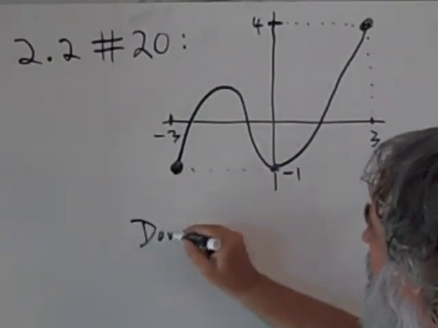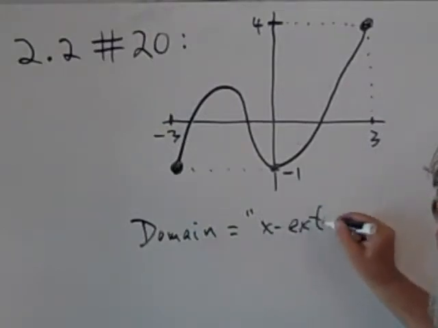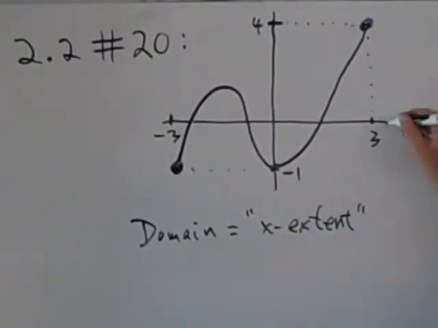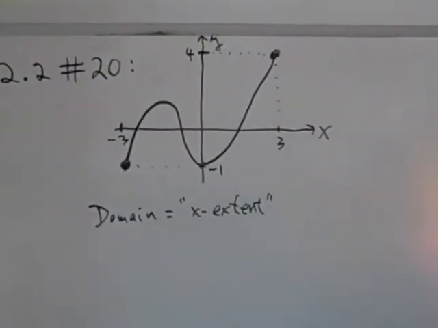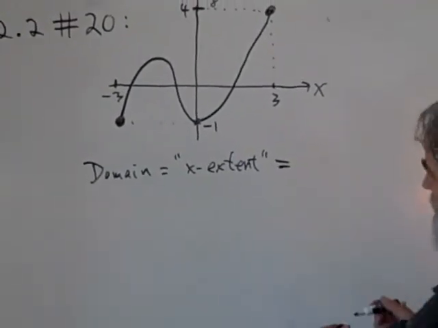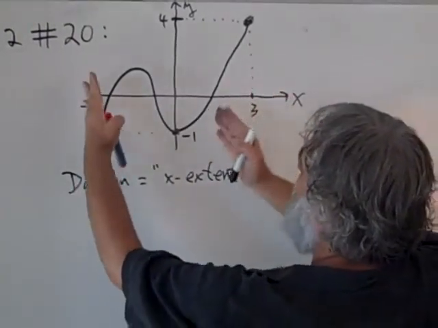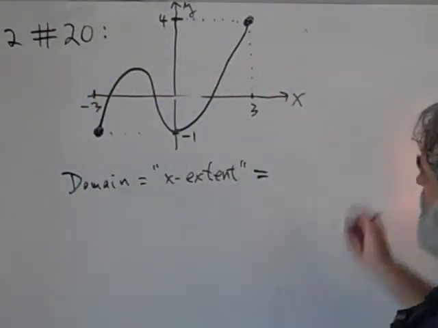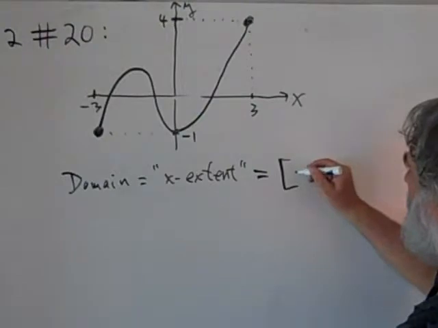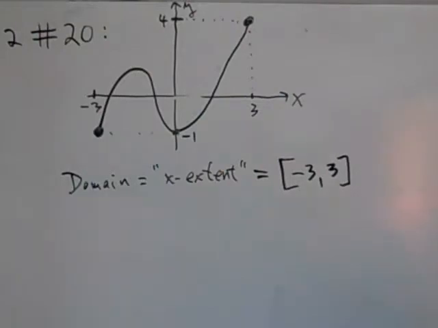The domain of a function is basically its x extent. How far does it extend in the x direction? There's x and this is y. So in the x direction you can see that this function extends from -3 all the way up to 3. That's the horizontal direction. It goes from -3 up to 3. So this function's domain is the closed interval from -3 up to 3. That's the domain of the function, the x extent, the horizontal extent.